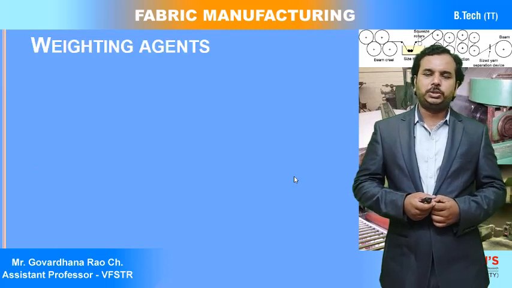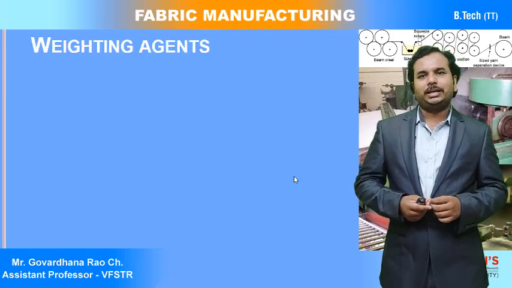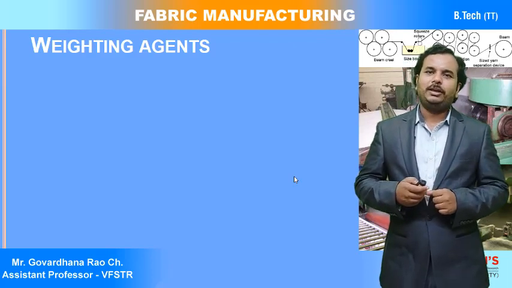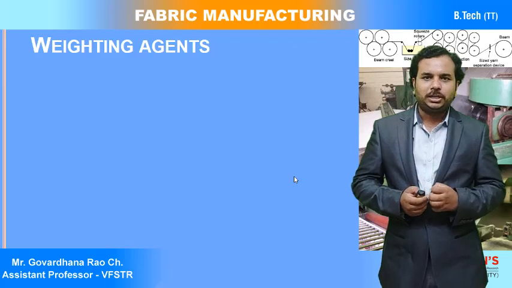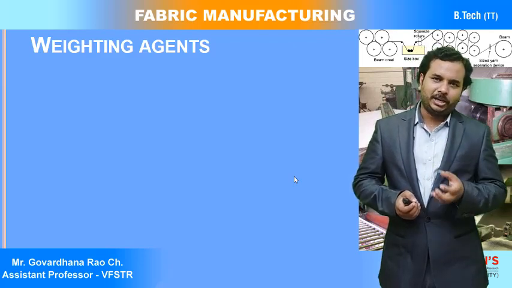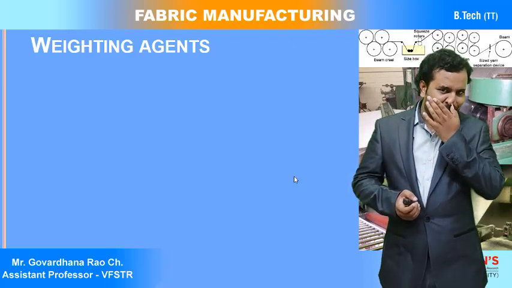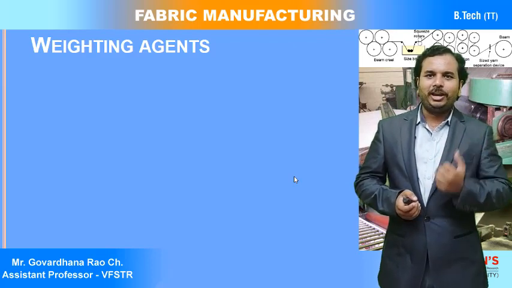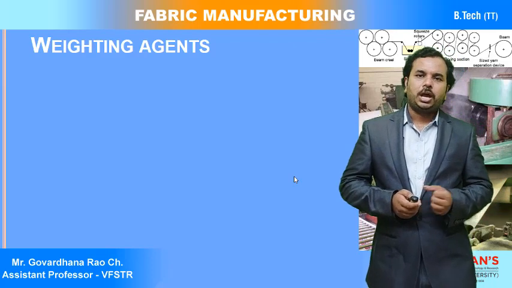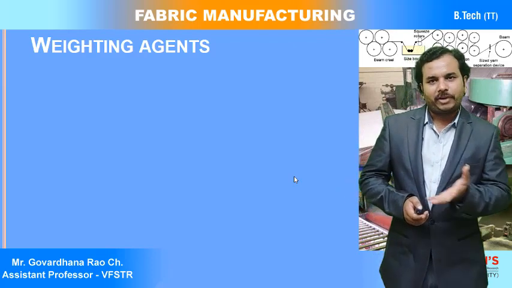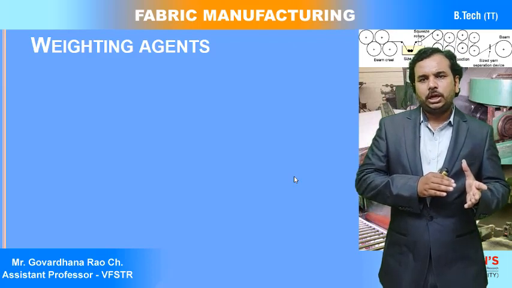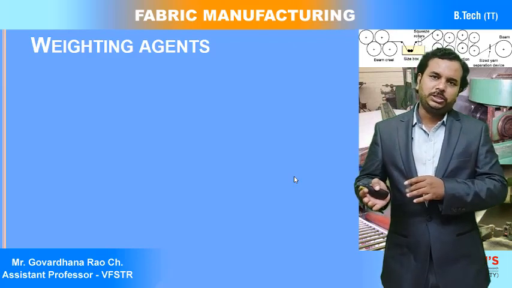We can move on to the next ingredient, that is weighing agents. Why are weighing agents used? Because if you want the warp sheet to become heavier, then we apply some size ingredients to improve the weight of the warp sheet, and also to compare the fabric weight after weaving with and without using the weighing agents.